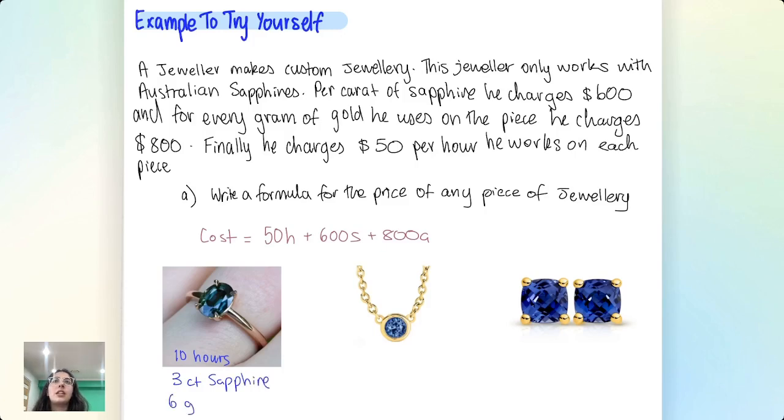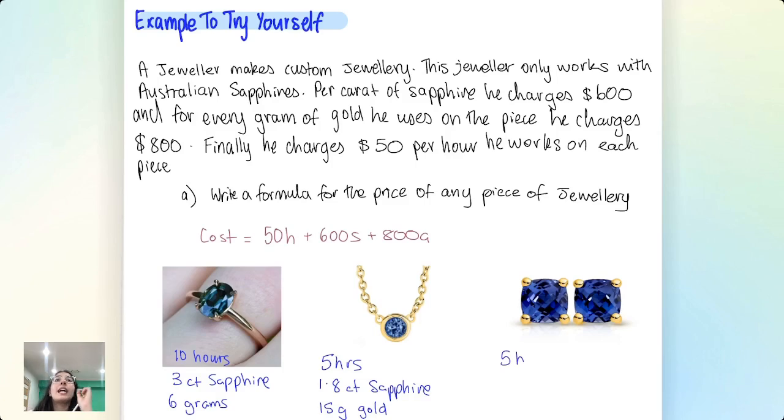Okay? Then, this necklace only took him 5 hours. Very simple necklace, no troubles there. The sapphire is a 1.8 carat sapphire. And let's say there's a chain and a little bit, he's used like 15 grams of gold. And then finally, the last one, he's only spent, again, maybe 5 hours here.